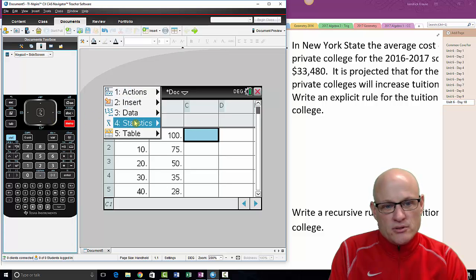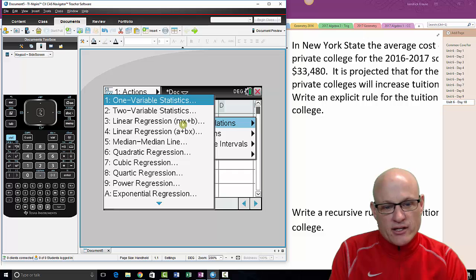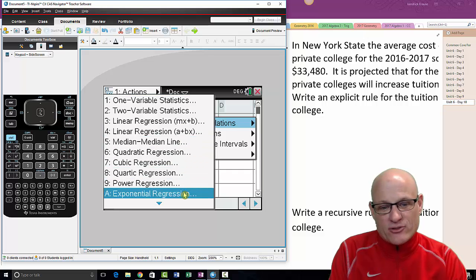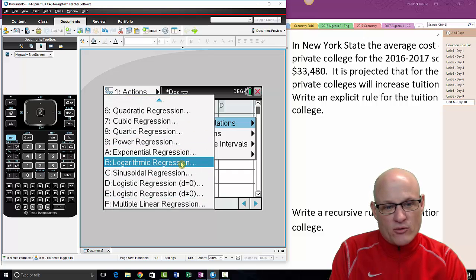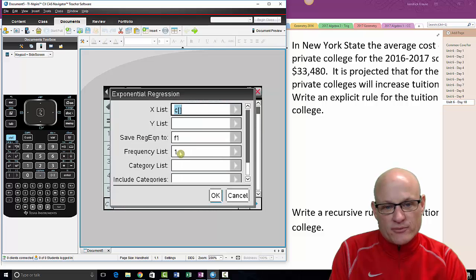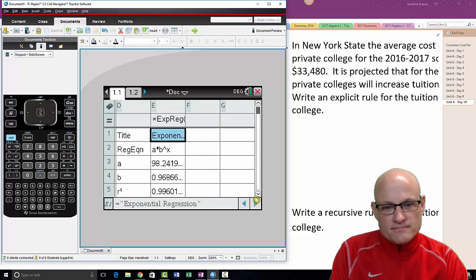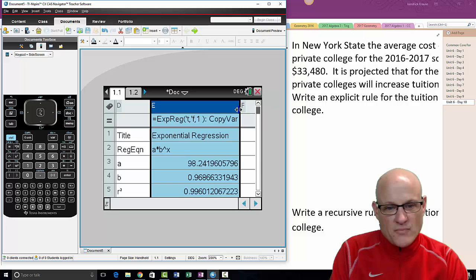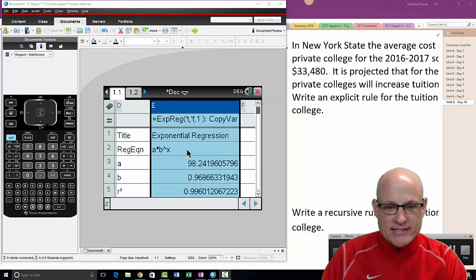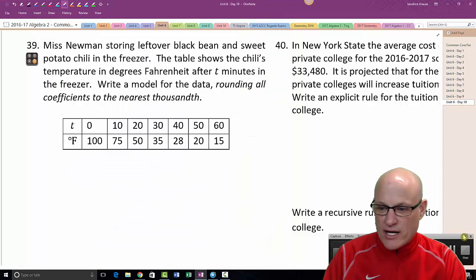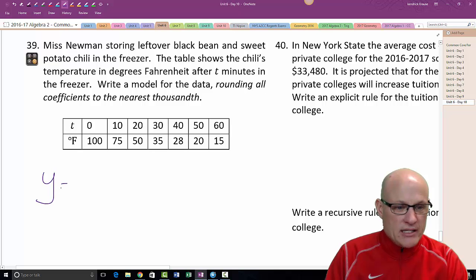So I come back over here and say, okay, menu, statistics, data calculations, and we're going to do exponential regression, not logarithmic. If I was doing logarithmic, it'd be right here. We're going to do exponential regression, T and F. There's my equation: y equals A times B to the x. Yes, if you forget the y, you lose points. y equals A times, and I'm putting this in parentheses, B to the x.